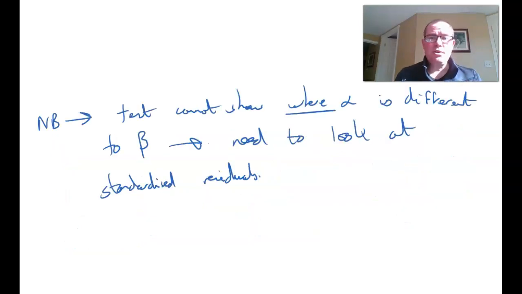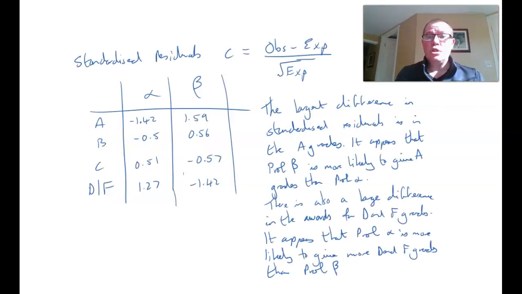Now the test has proved to be statistically significant, but that doesn't show us where it's different. Our original side-by-side bar chart gave us some indication, but what we can do, which is more powerful, once you've rejected H0, is look at the standardized residuals to help you determine where those differences lie. To work out the standardized residuals, you do the observed value minus the expected value divided by the square root of the expected value.